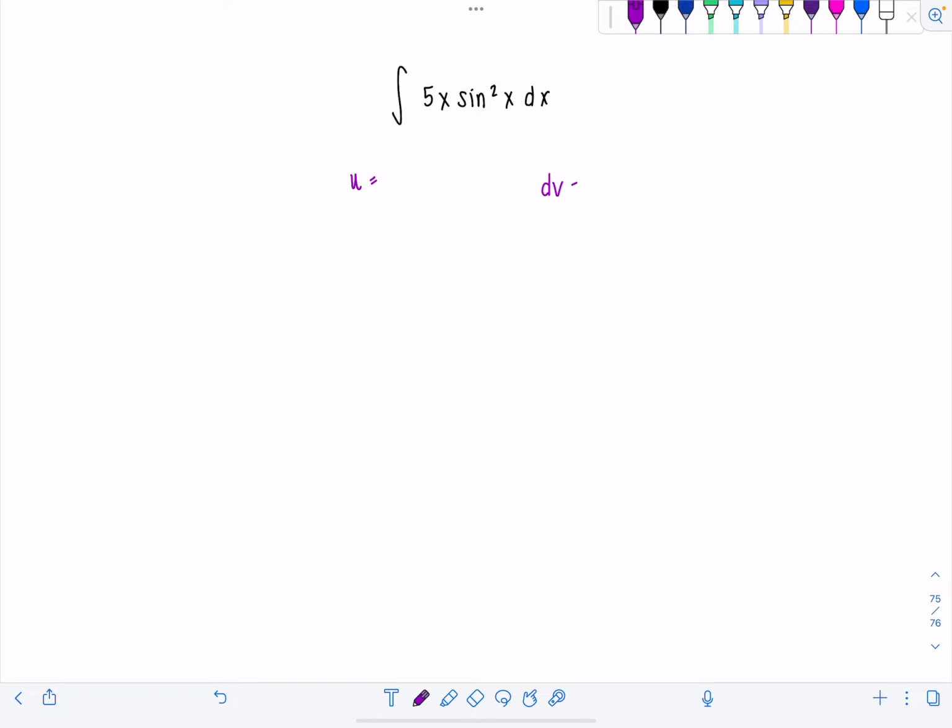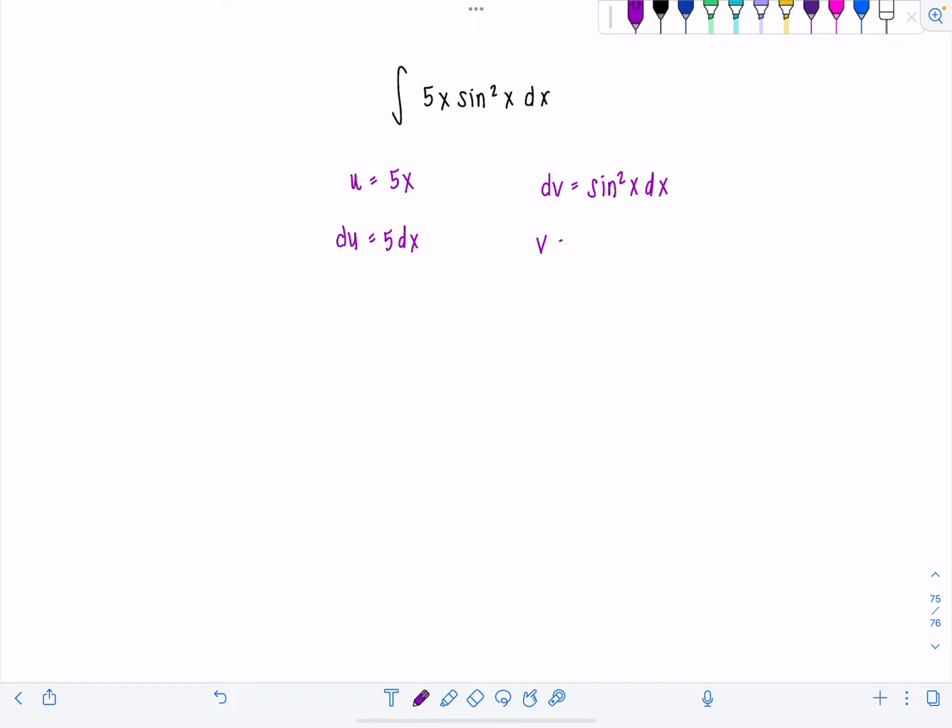For u, we're going to pick obviously the polynomial function. I'll put the 5 with the x, 5x, and then dv is going to be sine squared x dx. So now let's find du. du is just going to be 5 dx.